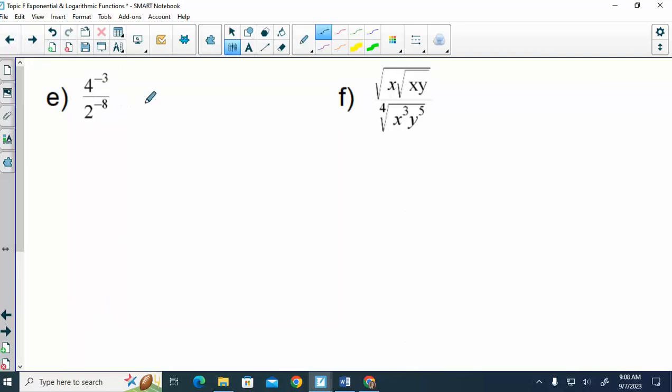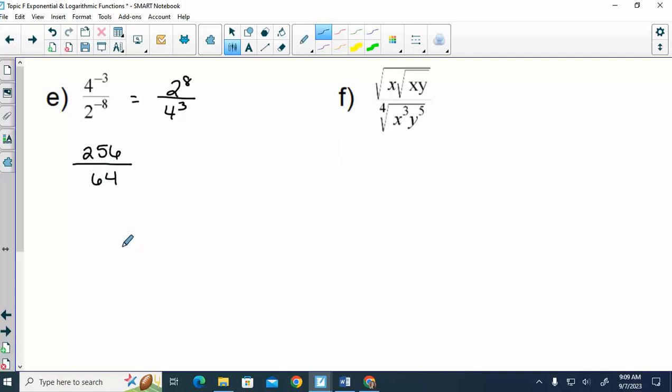If both of these exponents are negative, what could we do? Flip it. So the 4 to the negative third, that would go to the bottom. 2 to the 8th would go on top. Alright, there's different ways of simplifying this. So, what is 2 to the 8th? 256. What is 4 to the third? 64.